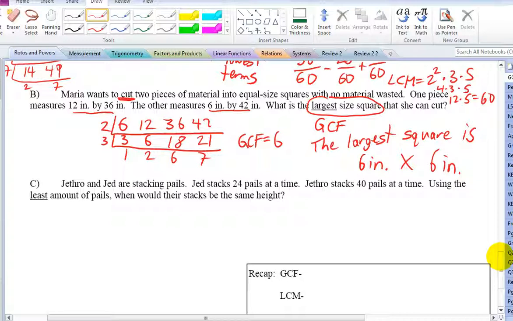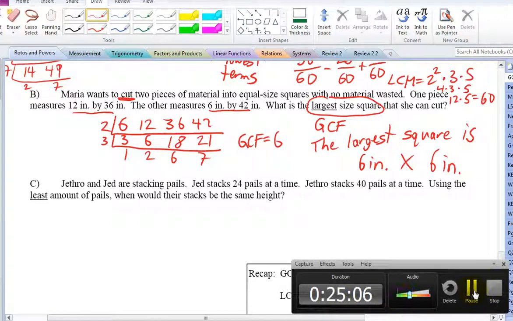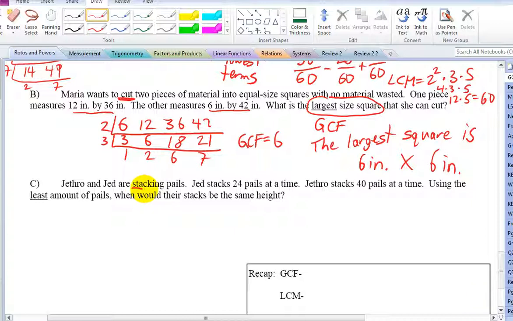C. Read C, underlining the important information. Go. Analyze the question. They're stacking pails. So one is going to be stacked at 24 at a time, so 24, 24, 24, going higher. The next one will be 40 at a time, 40, 40, 40. So we're looking for a number that's smaller than 24 and 40? Or we're looking for a number that's larger? Larger, okay. But they want to know when they're the same height using the least amount of pails. So we're looking for the LCM.